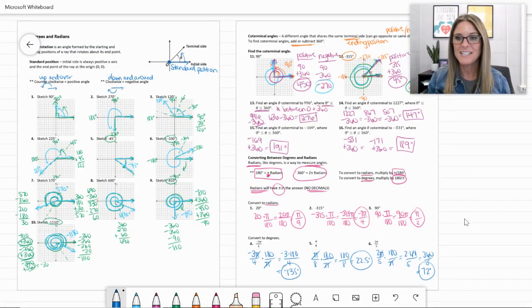So we did quite a lot today looking at degrees and radians. We sketched some angles. We sketched positive angles, negative angles, and angles that were bigger than 360 or bigger than negative 360. We talked about coterminal angles ending in the same position. You can find those by adding or subtracting 360. And then we also converted between degrees and radians using those conversion factors of pi over 180 or 180 over pi. Practice those, guys, and let me know if you have any questions. I'll see you in class.